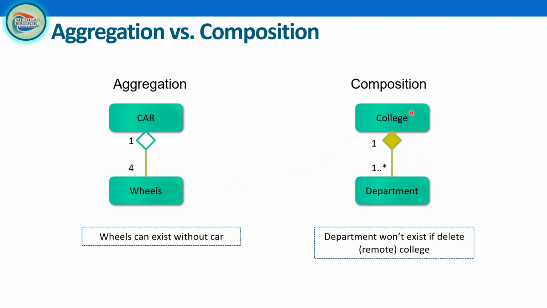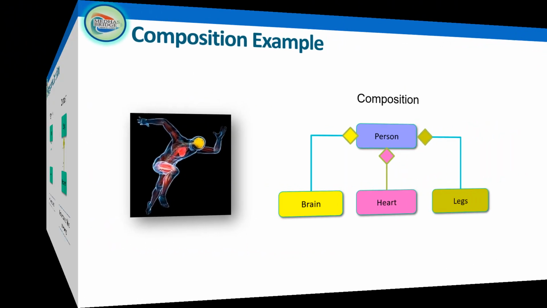Look at a composition. College and department, a parent-child relationship, you see. One college can have more than one department, one or more departments. If you delete college, departments won't exist. What that means is, if you delete the parent, children won't exist. So department won't exist if you delete a college. So this is a part-of relationship. A strong relationship is also known as a composition association between parent and child.